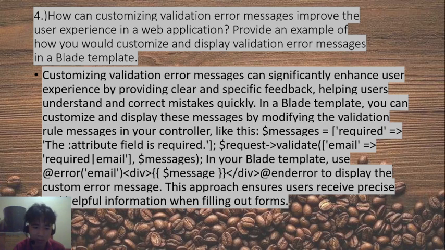In a Blade template, you can customize and display these messages by modifying the validation rule messages in your controller, like this. Messages required, the attribute field is required. Request validate email required email messages. In your Blade template, use error email div message div at the end error to display the custom error message. This approach ensures users receive precise and helpful information when filling out forms.